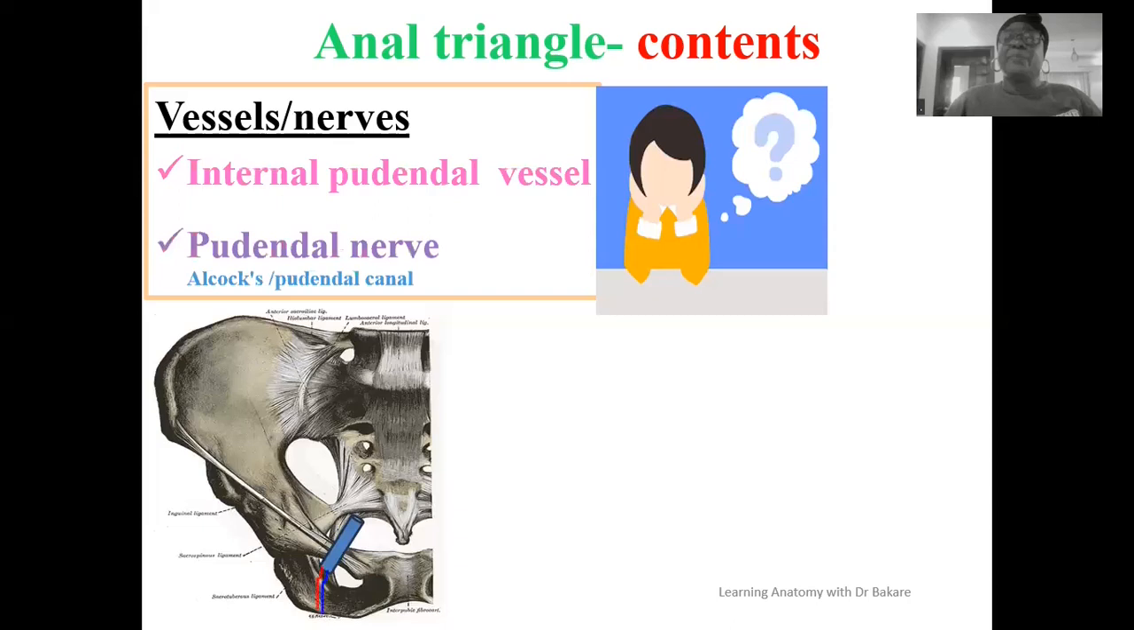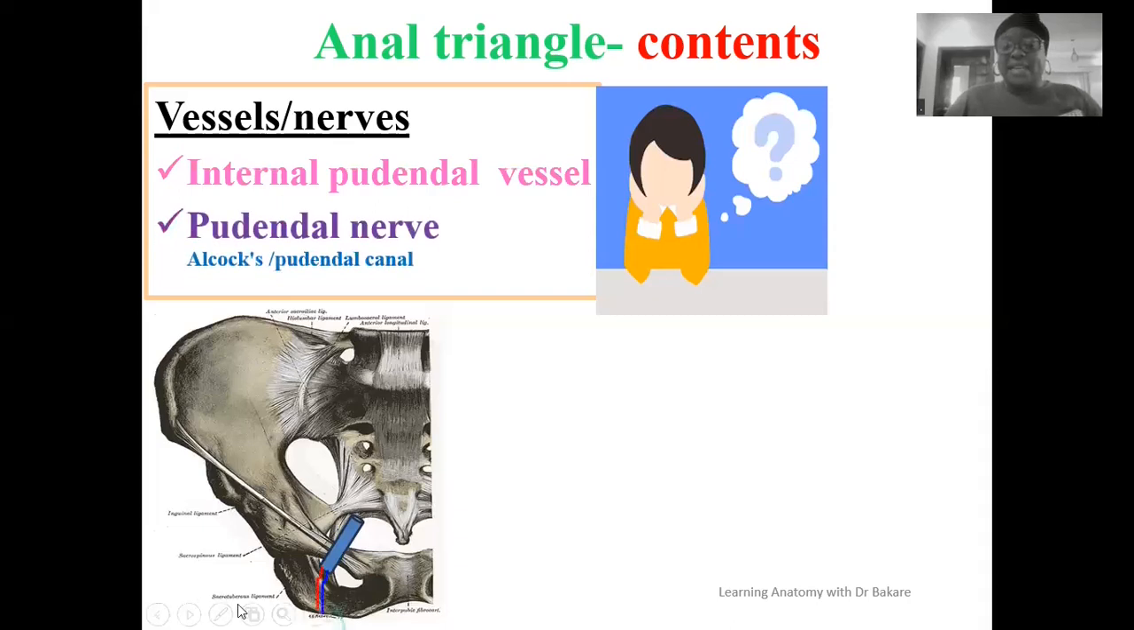We also have the pudendal nerve. This is the pudendal nerve here, highlighted in green. The pudendal nerve is one of the branches from the sacral plexus. And after its emergence from the sacral plexus, you see this pudendal nerve is also directed into this Alcock canal or the pudendal canal. And this is why they are contained within this space. We also have a number of branches emerging from the internal pudendal artery and also the pudendal nerve.